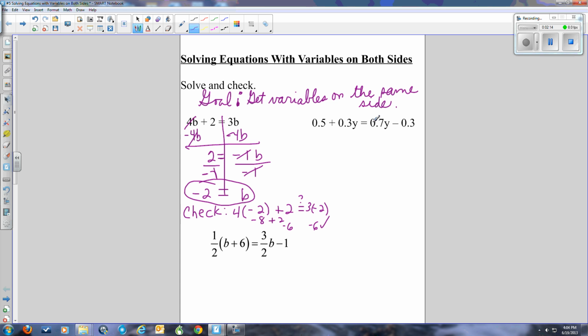Okay, so let's do the next problem. Again, we have 0.5 plus 0.3y equals 0.7y minus 0.3. We want all the variables on the same side. It doesn't matter which side you choose. Let's say I decide to move the 0.3y. So I'm going to subtract 0.3y from each side.